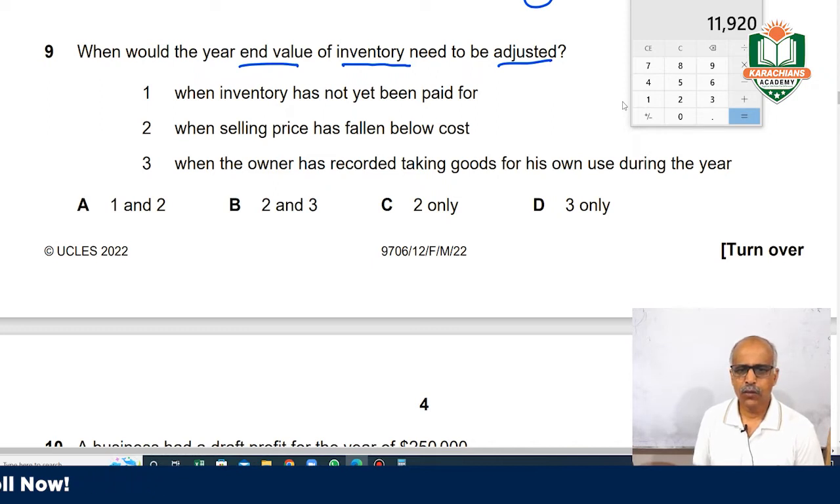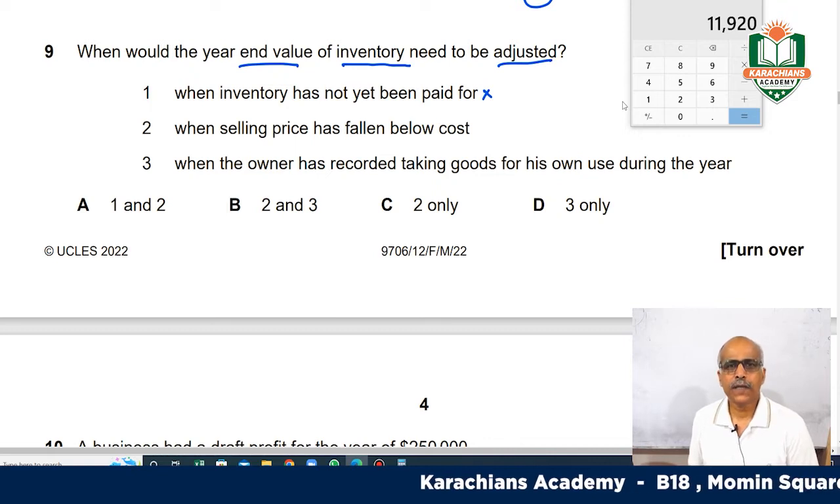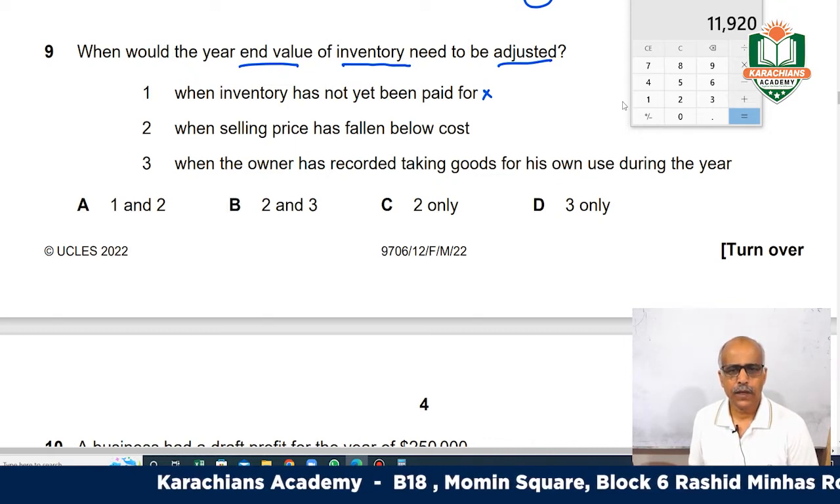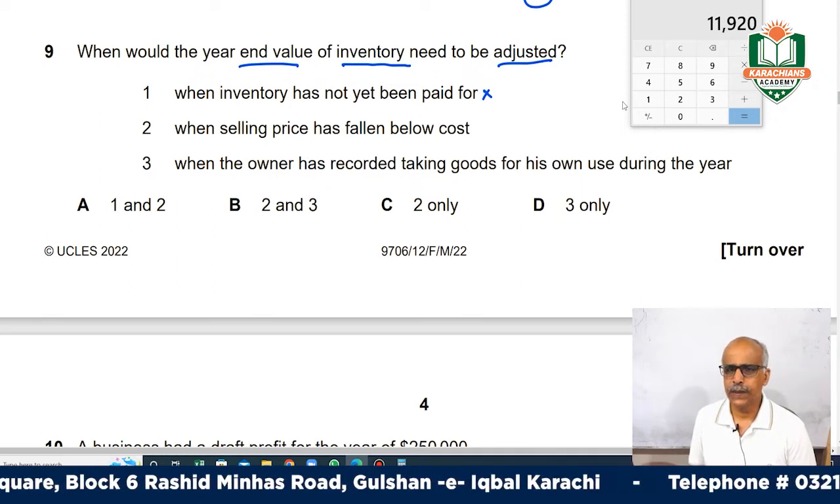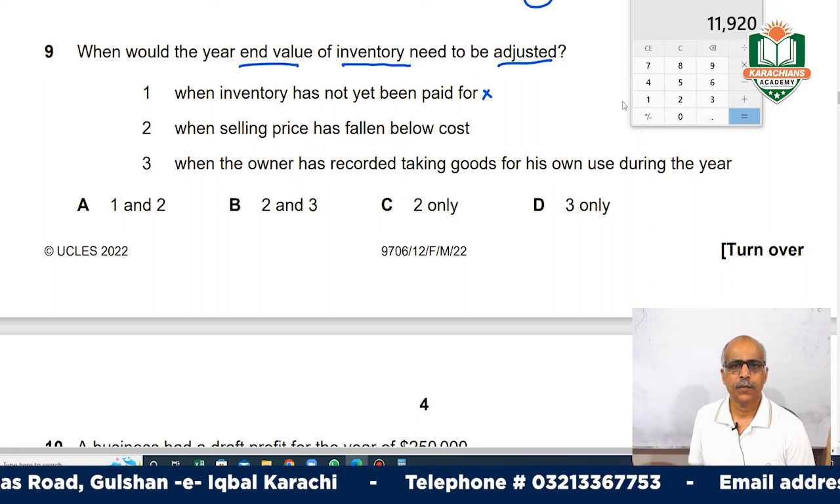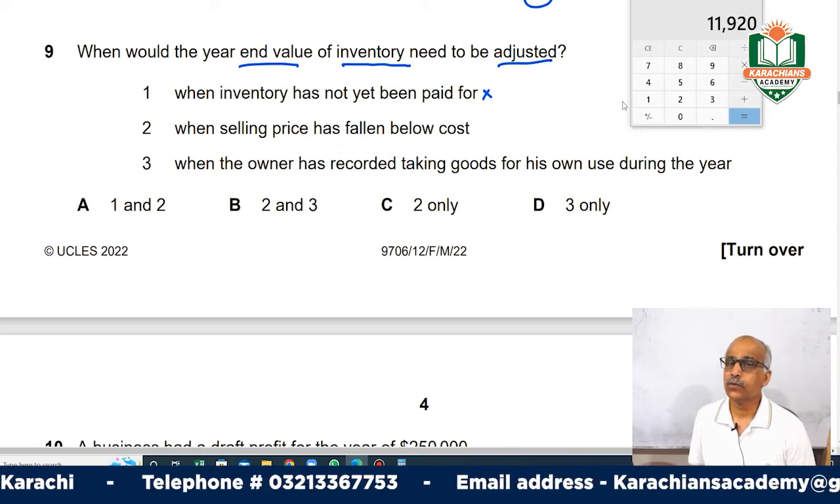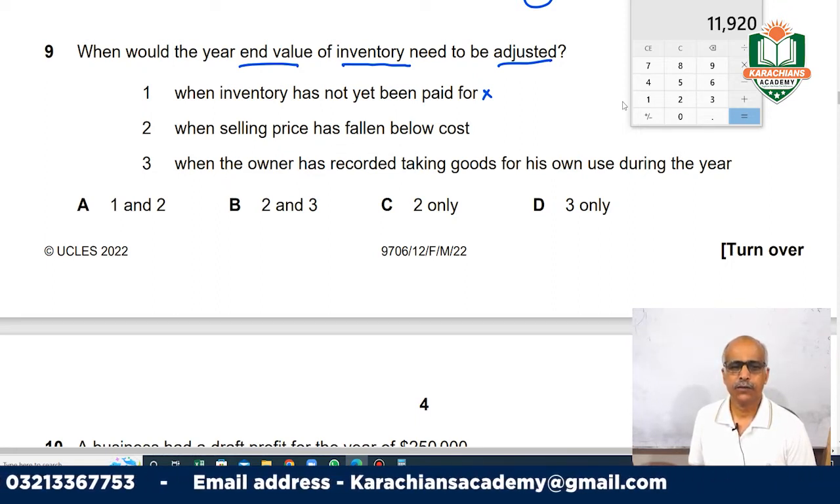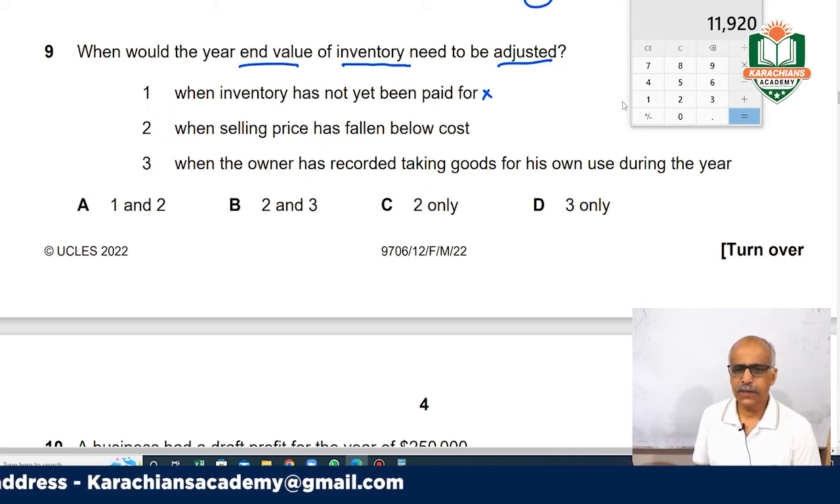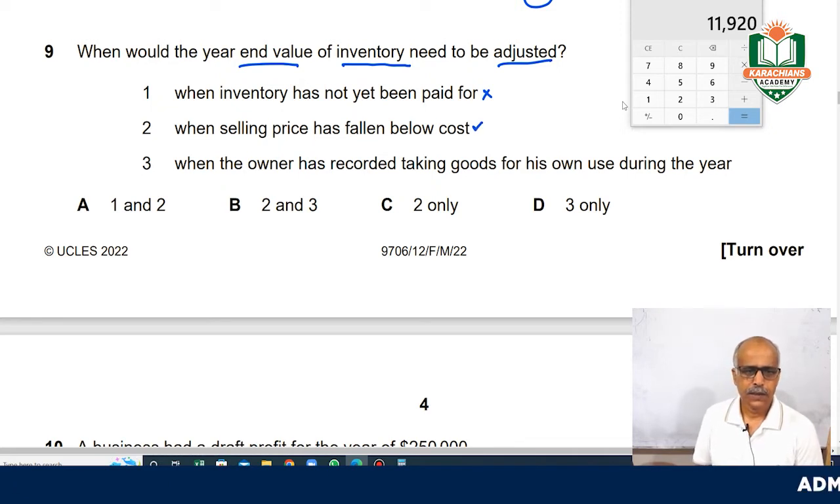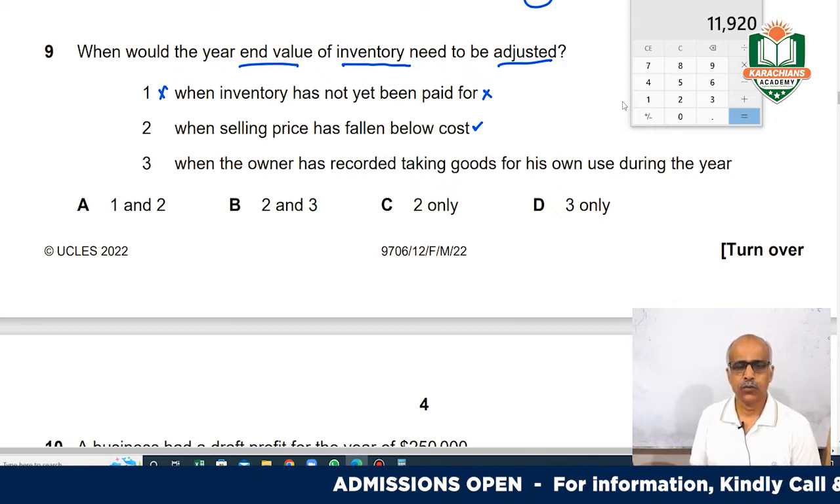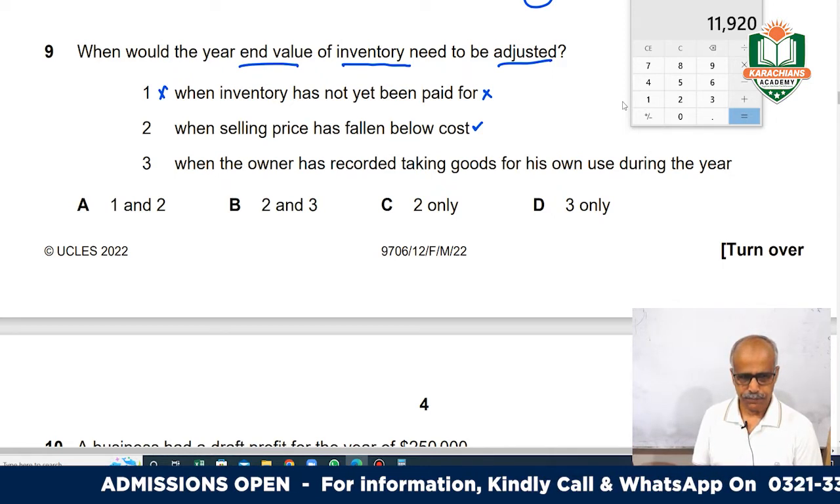When inventory has not yet been paid for, this is not applicable. If you got the inventory, you made purchases, and the leftover is your inventory. Whether it is paid or not paid, this will be recorded, because we are doing accounting on accrual basis, not cash basis. So this is absolutely wrong. When selling prices have fallen below cost, we can discuss this. Option 2 we will discuss in detail.